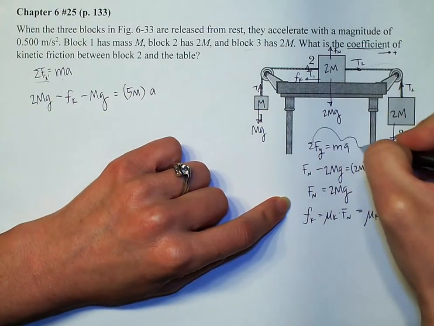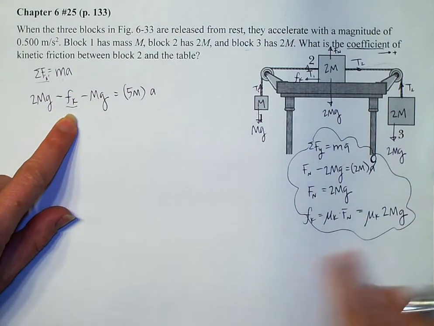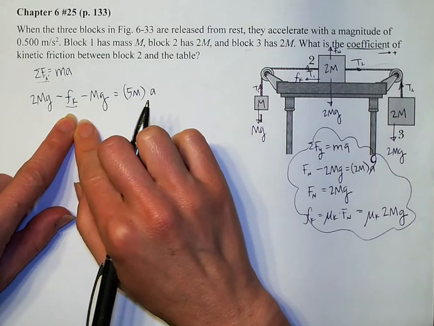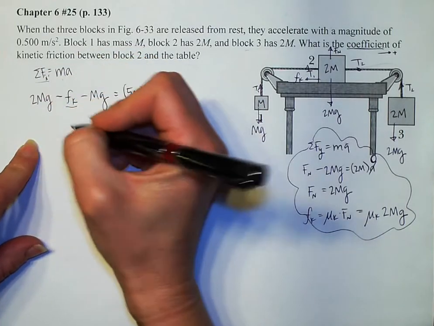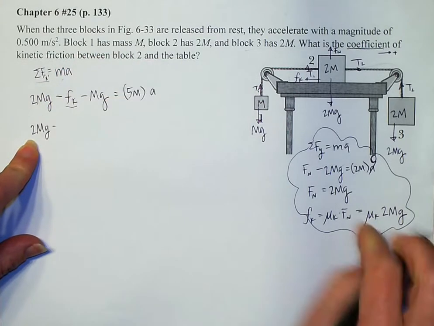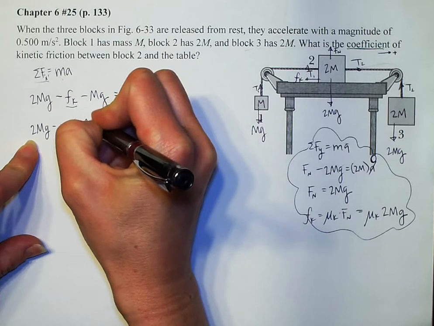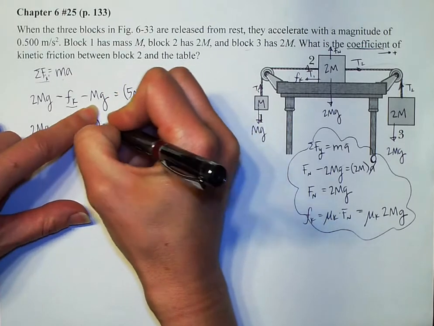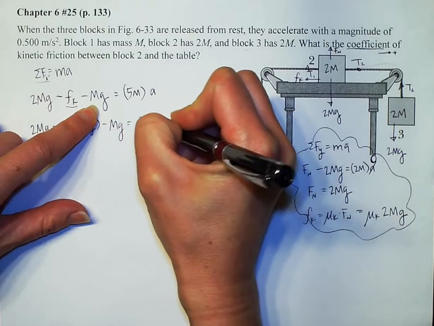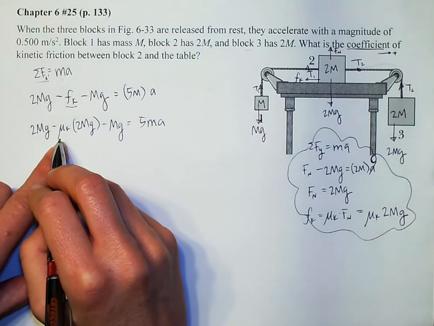So this was kind of like a little side note we did once we realized that we needed to solve for our friction. So awesome, we did that. Now let's go back over here. So I'll have 2mg minus mu k times 2mg minus this mg equals 5ma. So all we need to do is solve for our mu k.